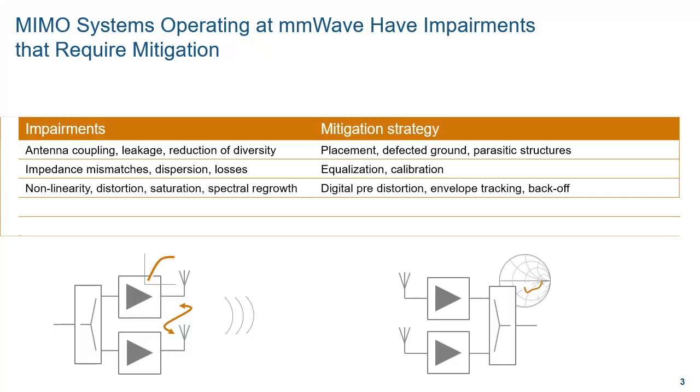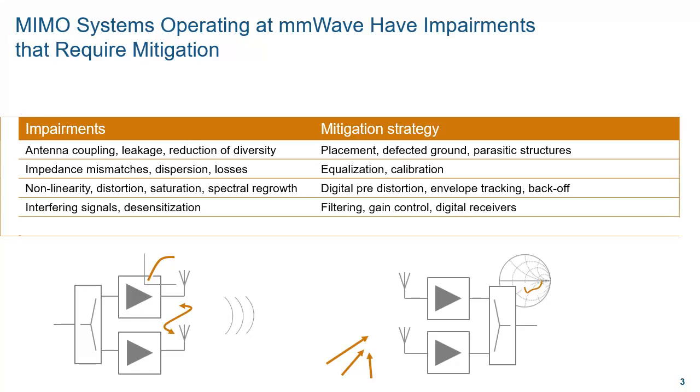Staying on the topic of power, on the transmit side, to have maximum efficiency, we need to have a power amplifier that often operates close to saturation, which means that nonlinearity becomes a limiting factor, causing distortion and spectral regrowth. So typical mitigation strategies include linearization techniques, such as digital predistortion, envelope tracking, or sometimes just backing off the operating point for the power amplifier.